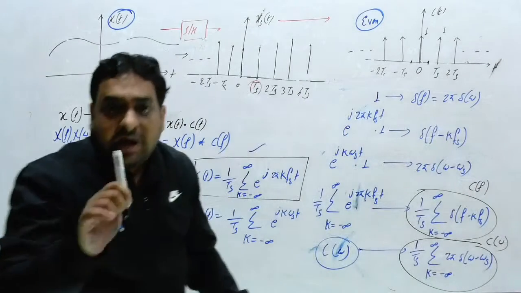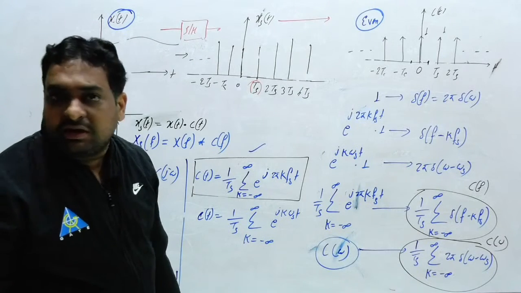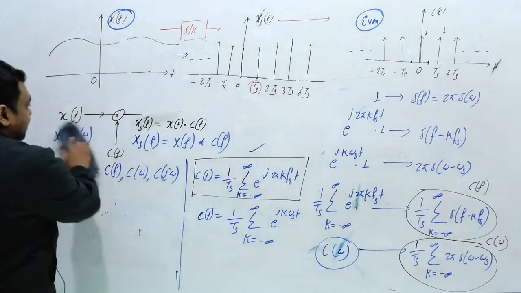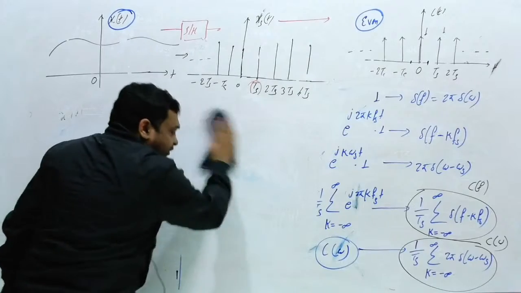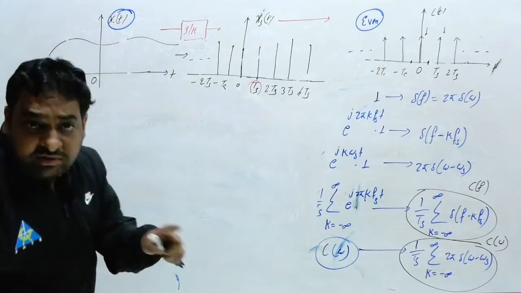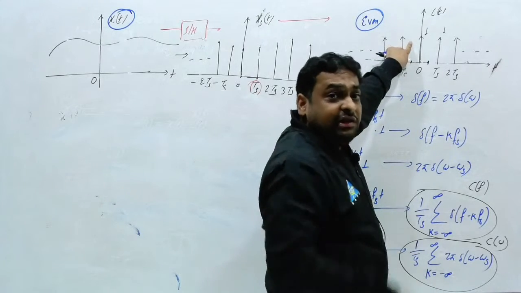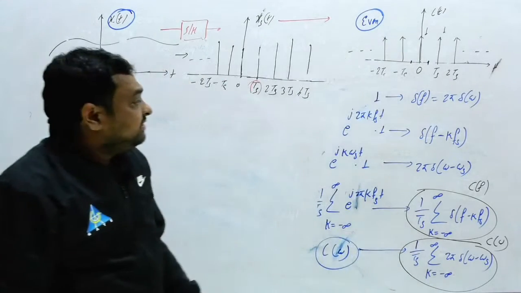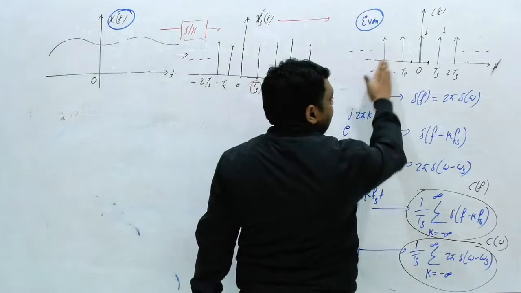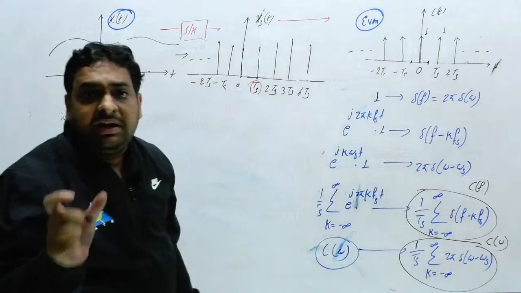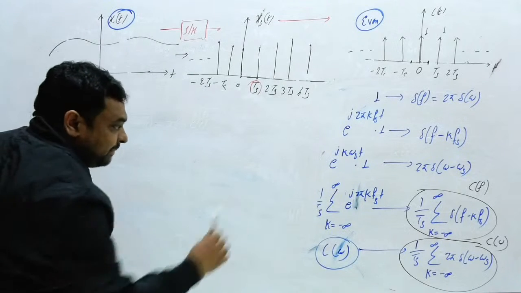Now, graphically, we should know this thing. How can we represent this C of f graphically? Just concentrate here. You have to concentrate on this Fourier series representation first, then find the Fourier transform of this c of t. Clear this thing? You don't write this c of t in terms of shifting del function. No.